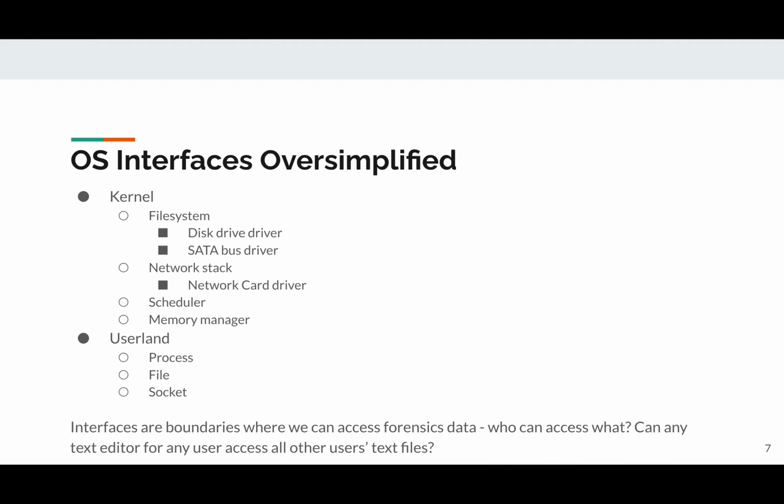Now, for that to happen, the kernel and libraries that we use provide interfaces to interact with. These interfaces are boundaries where we will be able to collect forensic data. And I'm starting to hint here at the need of having security controls in these interfaces.